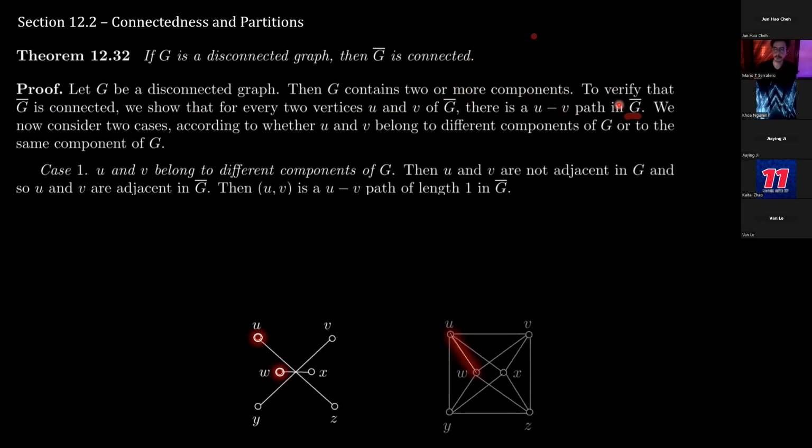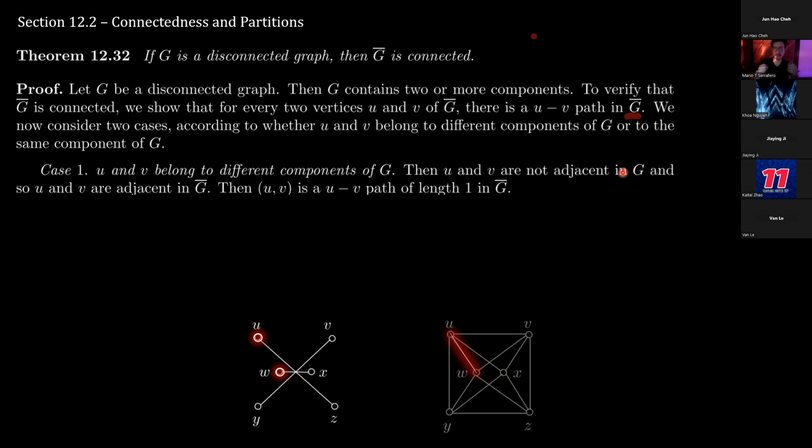Okay, so we have two cases. Let's suppose that U and V, the two vertices, belong to different components of G. They can either both belong to the same component or different components. If they belong to different components of G, then U and V are not adjacent in G because they're in different components. This is the notion that I highlighted earlier, remember? It's implicit in this idea of disconnected, but it's so obvious that sometimes we don't surface it explicitly. So here we're surfacing it explicitly.